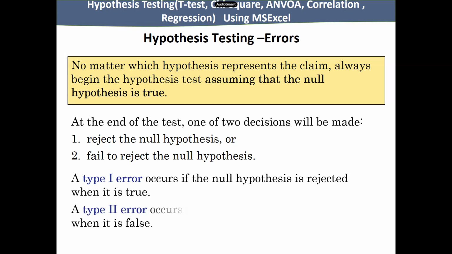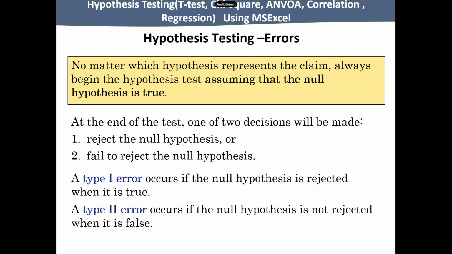Now let's look at what a type 1 error is. A type 1 error occurs if the null hypothesis is rejected when it is true. In other words, you are a pastor, but we say that you are not. You are the thief, but they say you are not the thief. Because the null hypothesis, the claim, says that you are a pastor, isn't it? Yes. But now we say you are not. So when that incident happens, we say that there is a type 1 error.